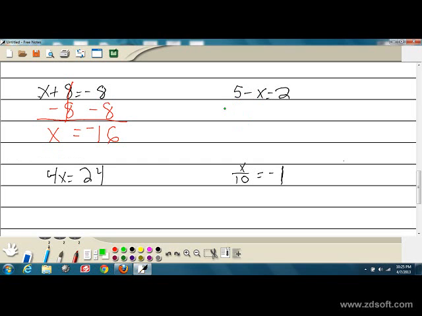So we can rewrite this as -x plus 5 is equal to 2. Now this is the same exact thing. Remember, you can always do a plus negative. Now we can see that the 5 is being added to the -x. So what's the opposite of addition? Well, that is subtraction. So you subtract 5 from both sides. So now you're left with -x is equal to -3.